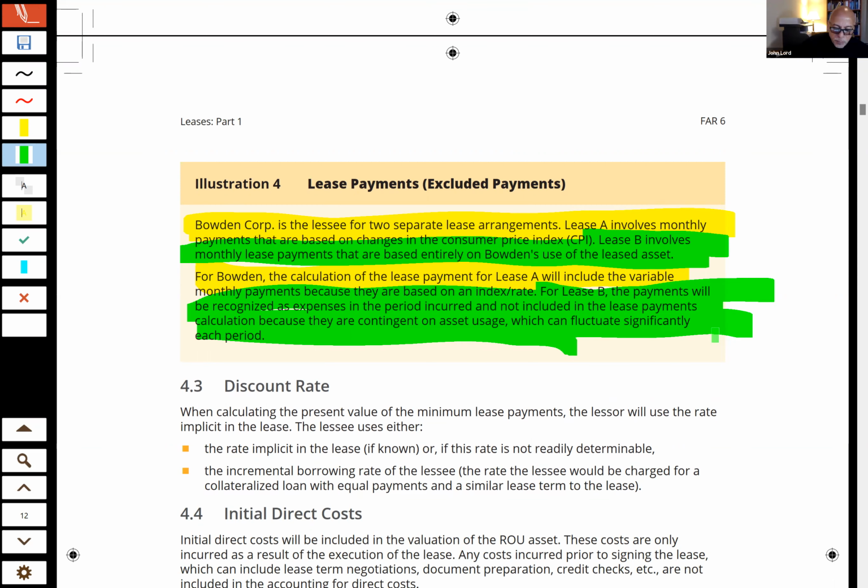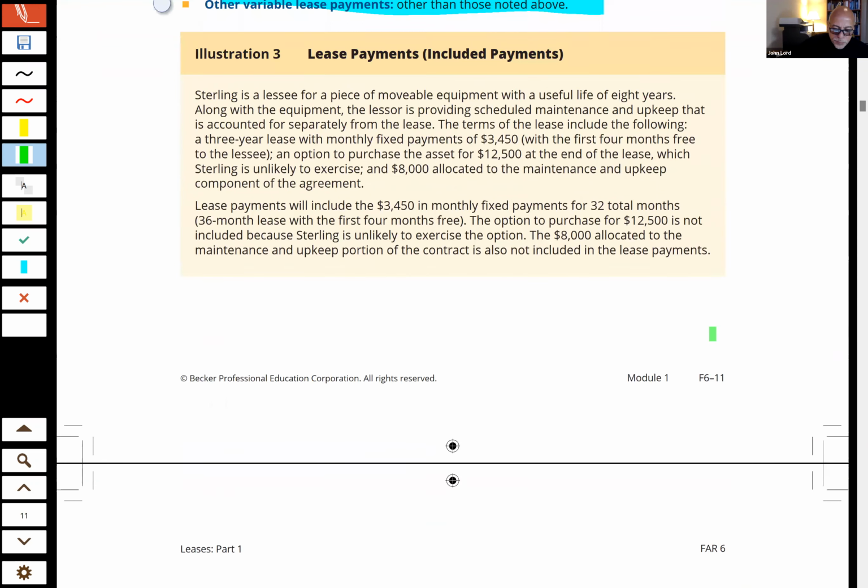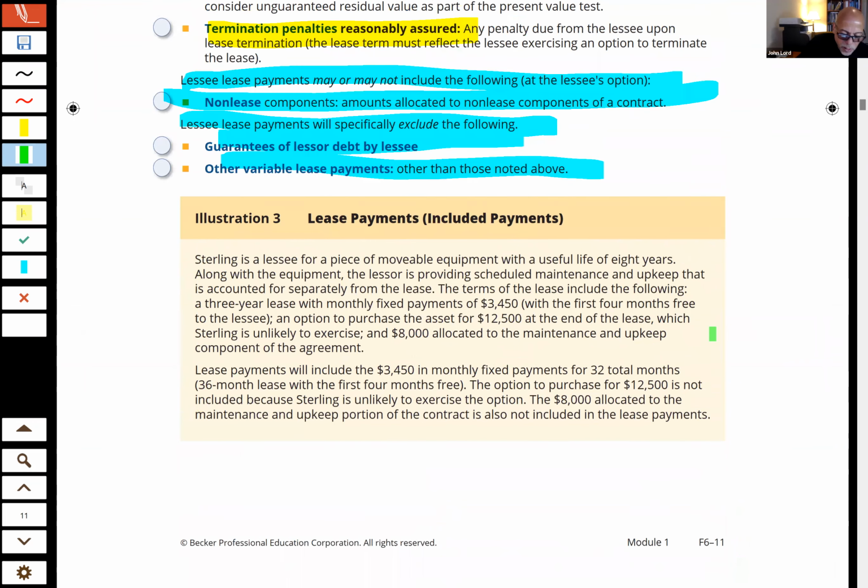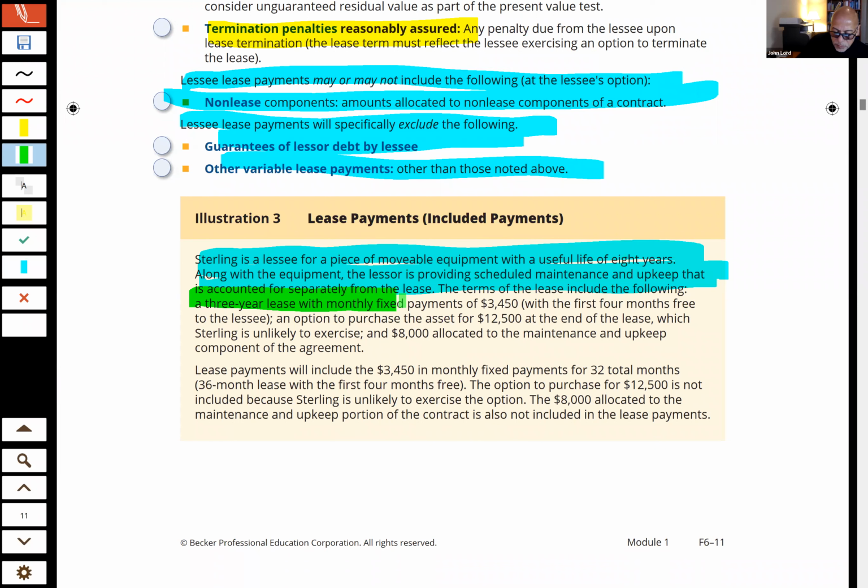Okay, now you come back to example 3, and we're saying here, illustration 3, Sterling is leasing a piece of movable equipment with a useful life of 8 years. Along with the equipment, the lessor is providing scheduled maintenance and upkeep that is accounted for separately from the lease. The term of the lease includes the following. We have a 3-year lease with fixed monthly payments of $3,450. First 4 months are free.